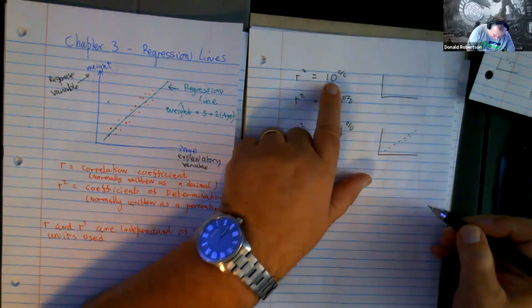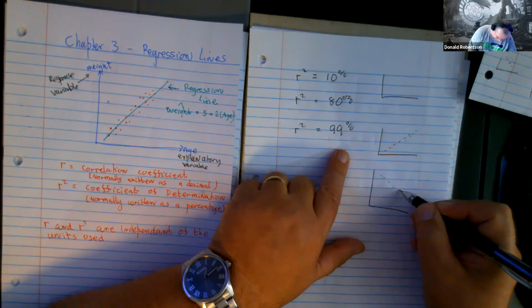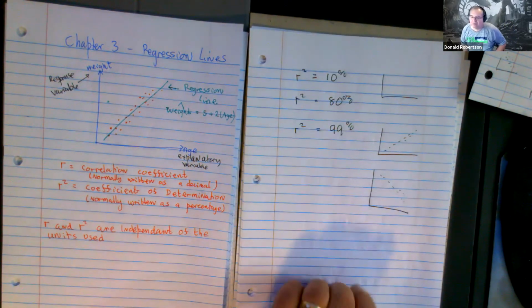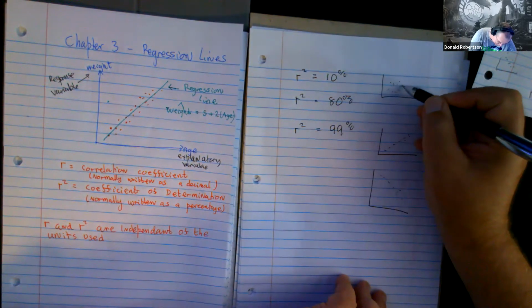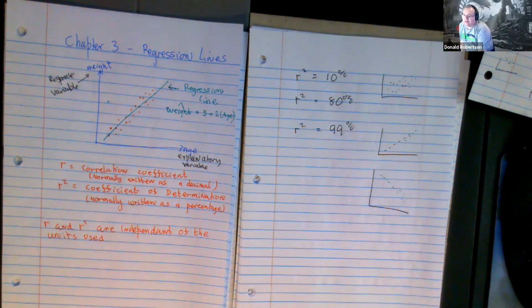Oh, by the way, this could have come from a perfect line going this way with a couple of points short, right? We don't know which, but we know at least it's very good. Would you agree 10% is probably darn close to being nothing much at all? Right? 80%, pretty good, right?